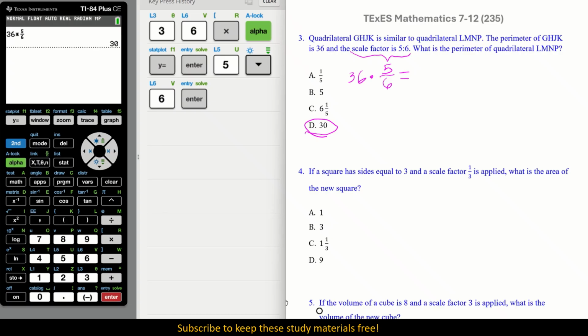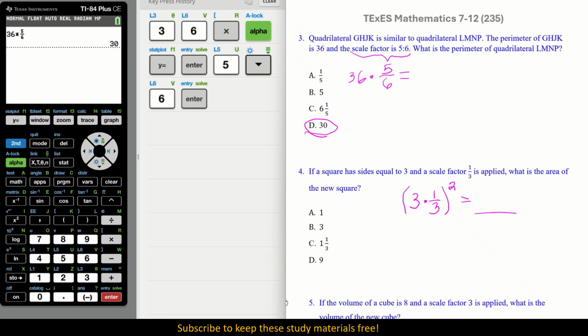Okay, number 4. If a square has sides equal to 3 and the scale factor 1/3 is applied, what is the area of the new square? Since we're just talking about a side, we can apply the scale factor. So that is 3 times 1/3. Now that's without doing anything. That'll get me the new side of the new square. And then because we know side times side is squared, that's going to give us what we need.